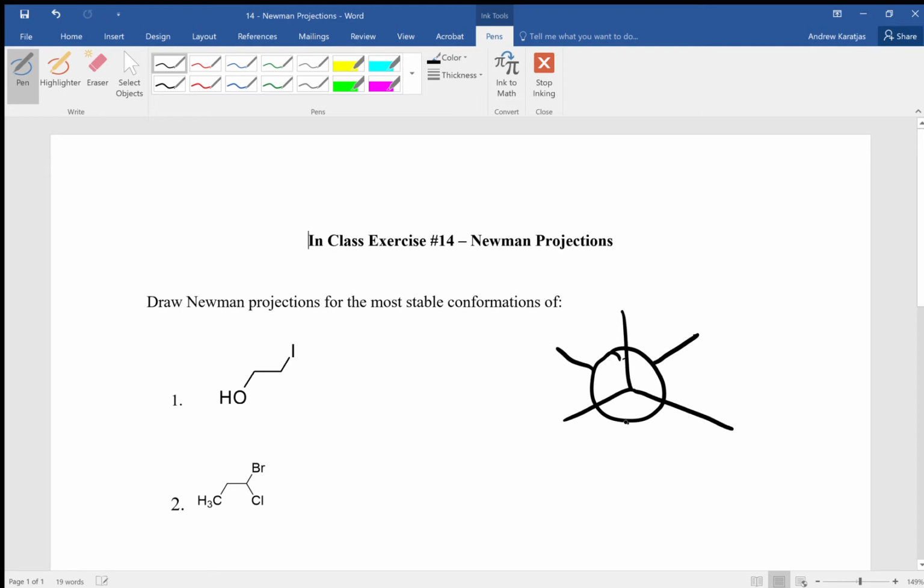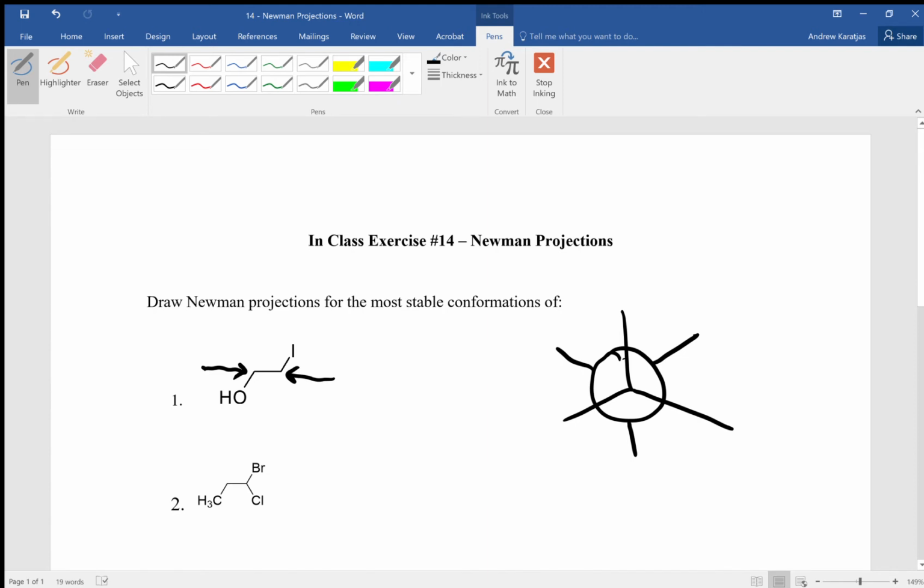And finally, it's going to be a staggered conformation where the two largest groups are going to be as far away from each other as possible. So this first one is pretty straightforward. Keep in mind, it doesn't matter if we draw it from this perspective or from this perspective.